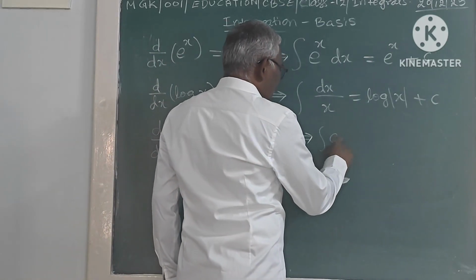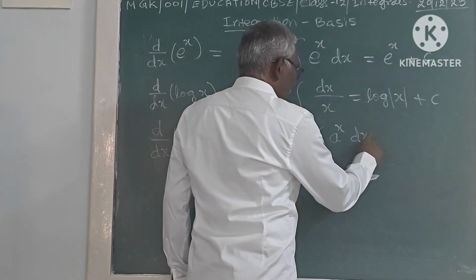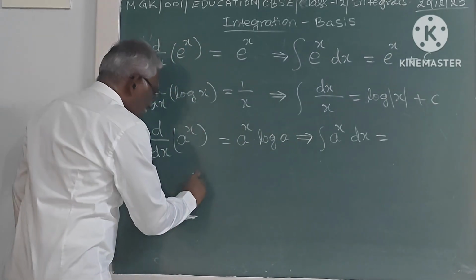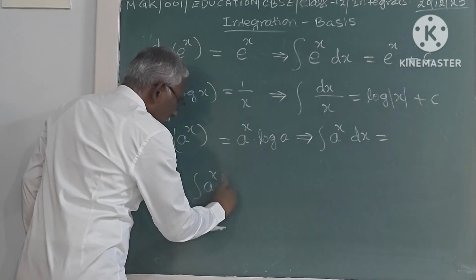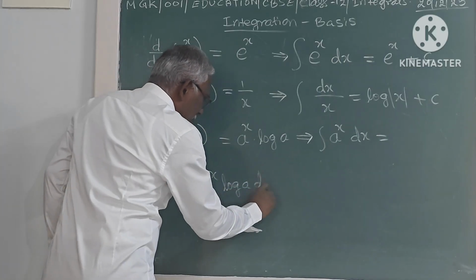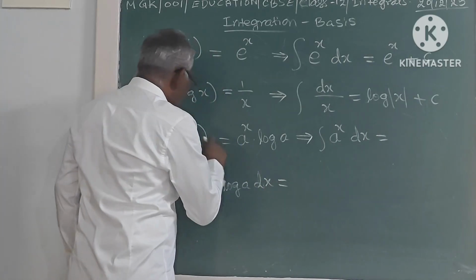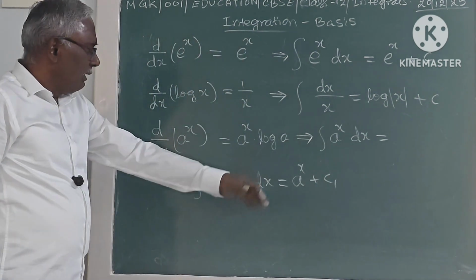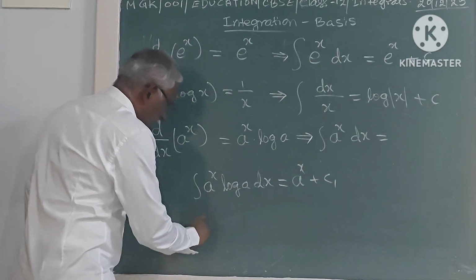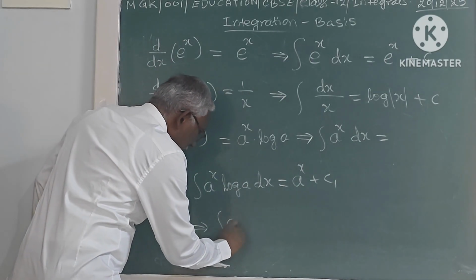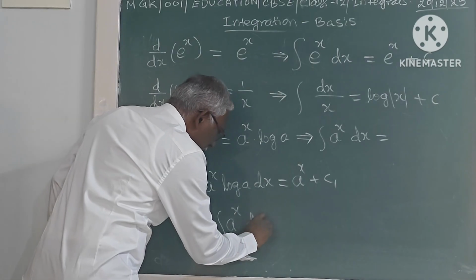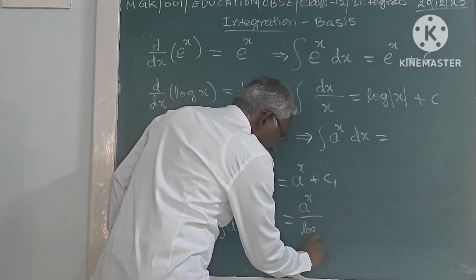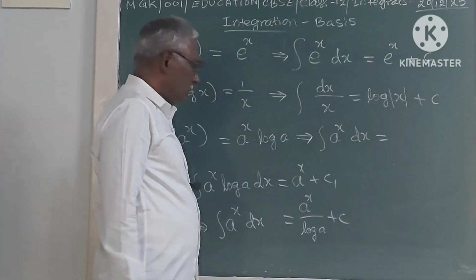So integral a power x dx is 1. So if we integrate this, a power x will come. Integral a power x log a dx gives a power x plus constant. We'll divide this by log a. So integral a power x dx is equal to a power x by log a plus constant.